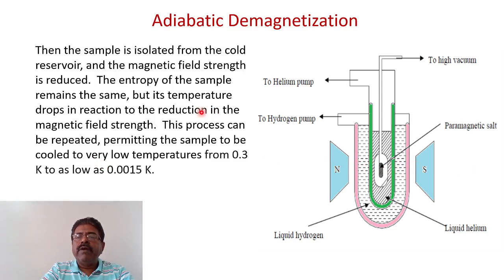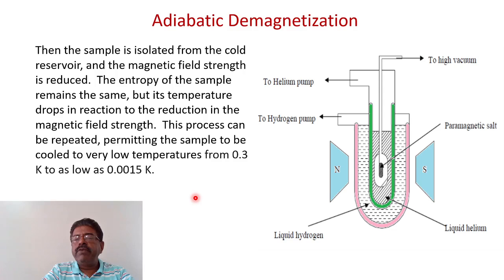That means the process of demagnetization, and it is adiabatic demagnetization because there is no medium to share the heat produced here. So the entropy of the sample remains the same, but the temperature drops. Whatever work is done here is at the cost of the internal energy of the system. So entropy remains the same, but the temperature drops in reaction to the reduction in the magnetic field strength, and this process can be repeated several times, permitting the sample to be cooled to a very low temperature, of the order of 0.3 degree Kelvin to as low as 0.0015 degree Kelvin.